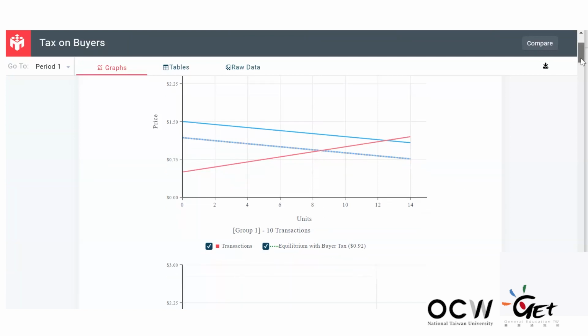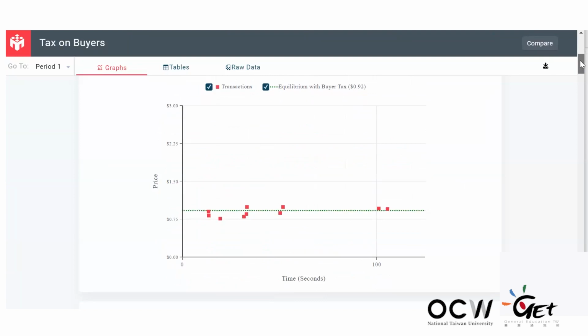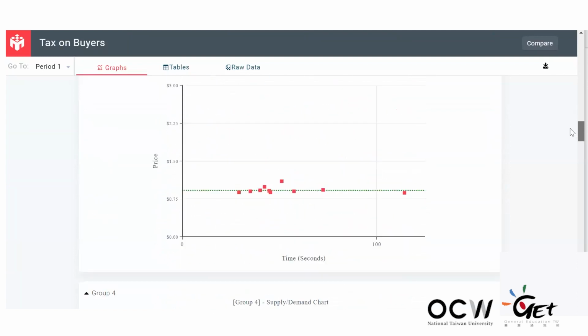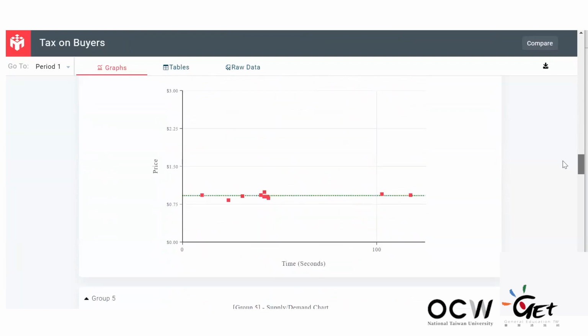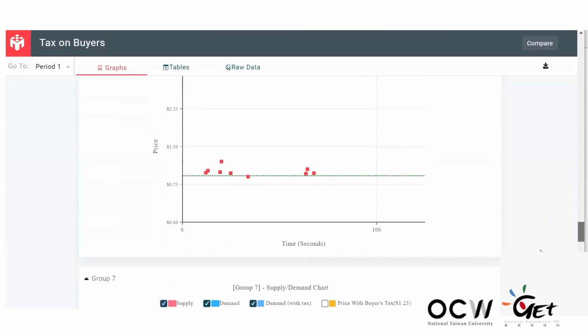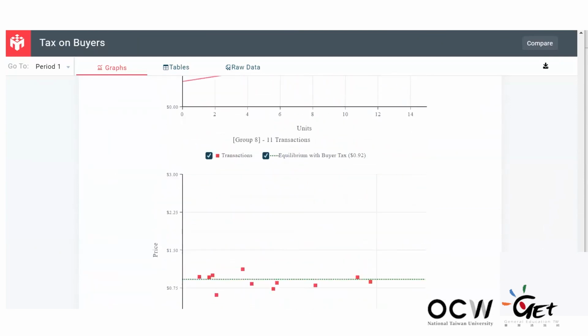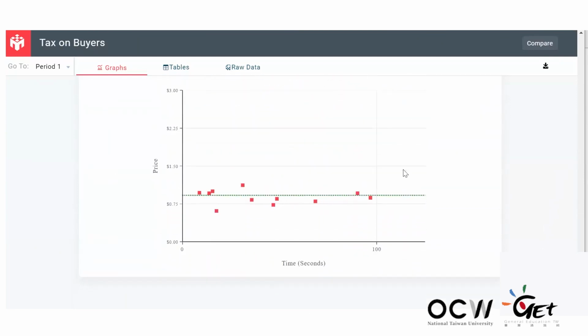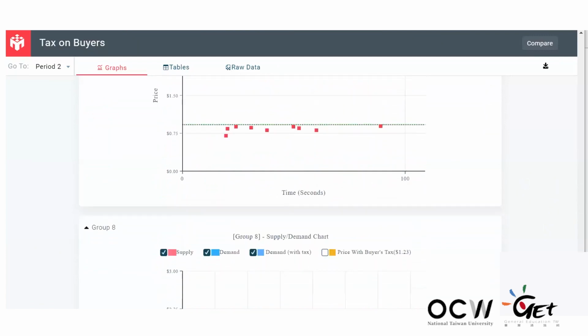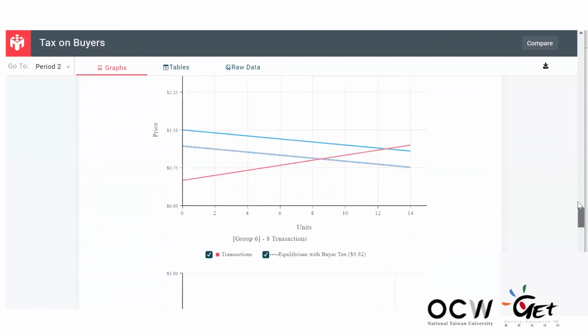So let's take a look at your results. Ooh, group 1, even in round 1, is pretty close. Group 2 is almost all spot on, exactly 9 transactions. Group 3, again, pretty much converging towards there. Group 4, Group 5, 6, 7, and 8. Let's see. Actually, we can go to period 2, but I believe things are not that much different because even in round 1, you guys already converge pretty well.